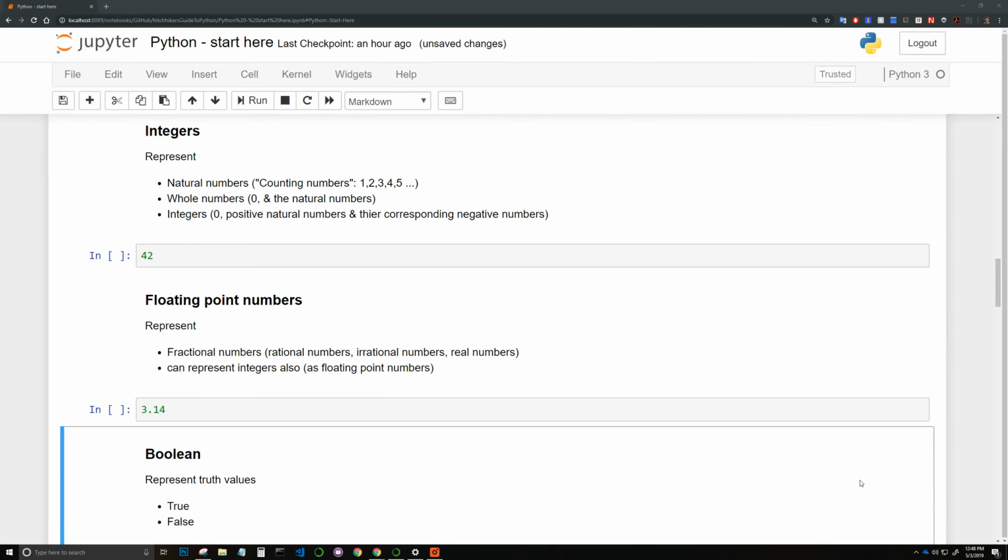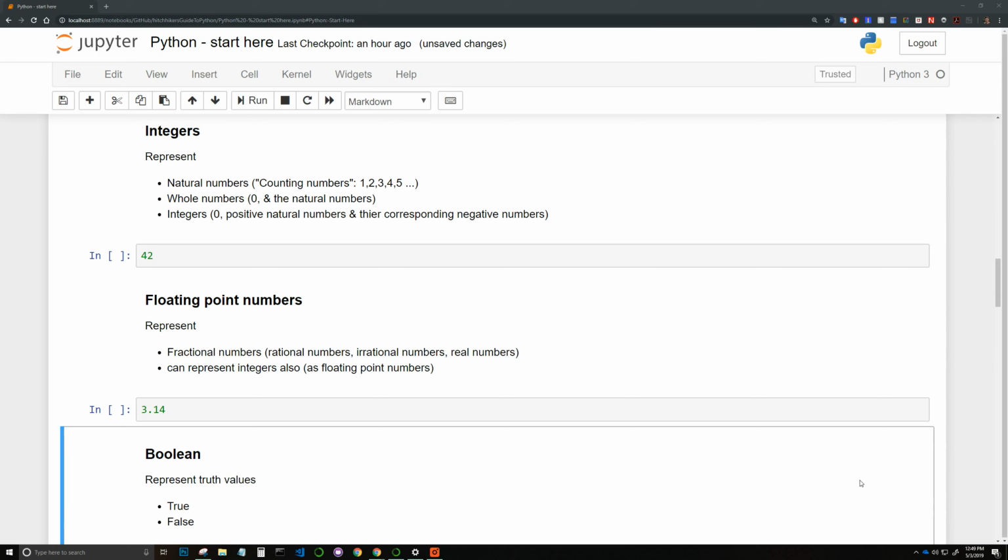So another type or basic form of data are integers. Integers represent numbers, and there's a specific type of number that integers represent. So you might have heard in math or referred to them as whole numbers. So these are numbers that do not have a fractional part.